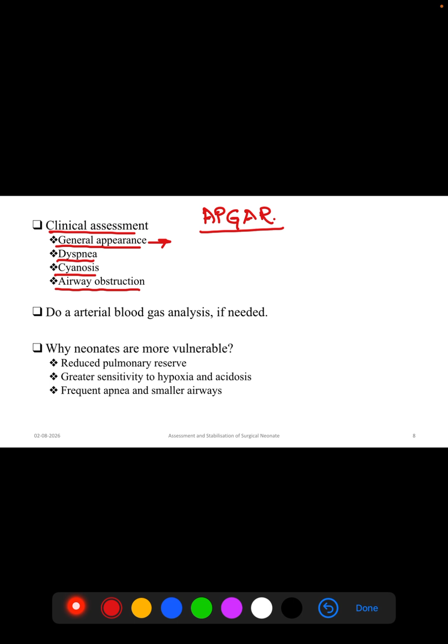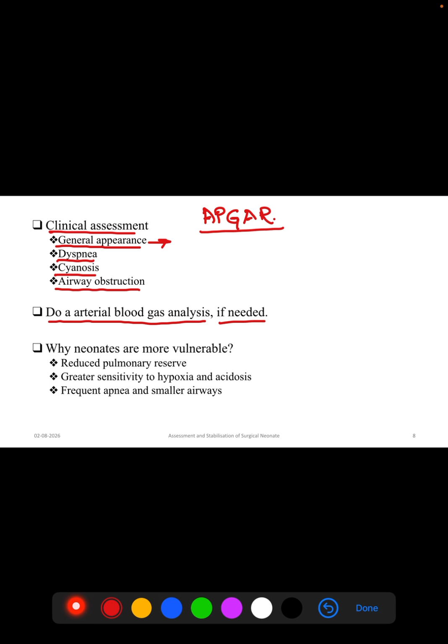And then we have to look for dyspnea, cyanosis, we will look for the central and the peripheral cyanosis. And then we will look for airway obstruction. So airway obstruction can be because of some congenital anomalies, because of pooling of the saliva. So that we will assess, and we will take the further steps. And then, if we need arterial blood gas analysis, then we can do it. It's not easily available, we have to struggle for it.